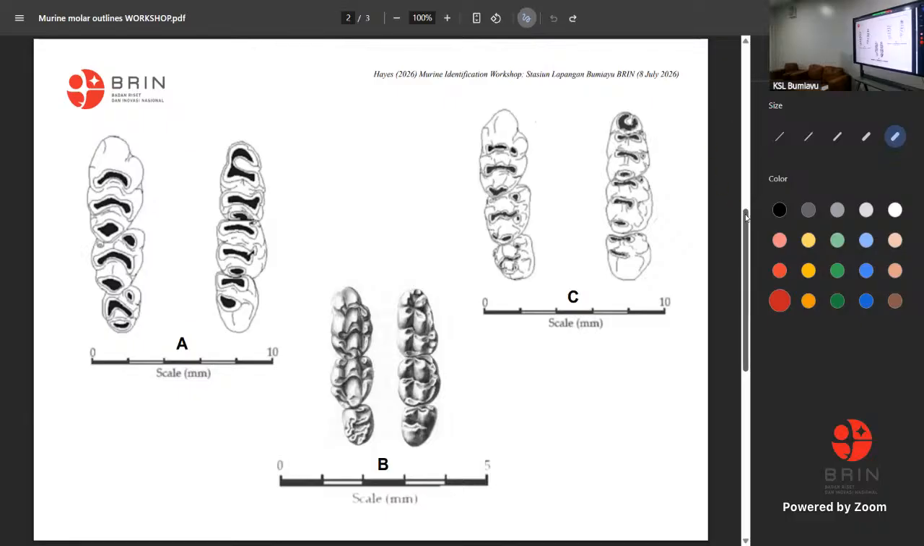Okay, so page 2. Look at this one. So you can now apply all of that data, so this takes about 20 minutes.